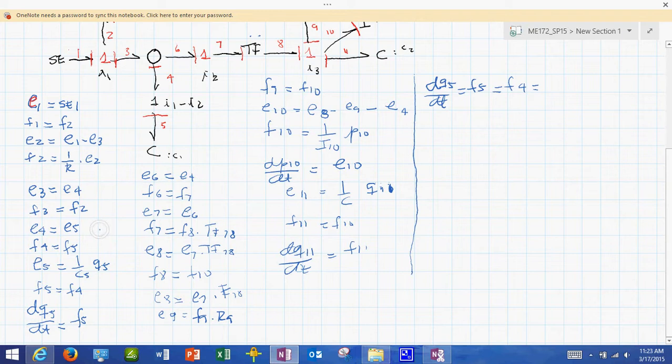F sub 4 is... now here you have a problem. F4 is f3 minus f sub 6. Okay, so this is f sub 3 minus f sub 6. And you keep substituting. What f sub 3 is f2. And what is f sub 6 is f sub 7.